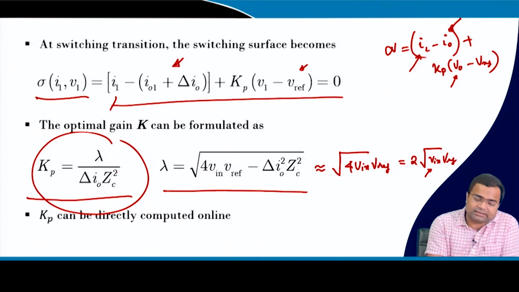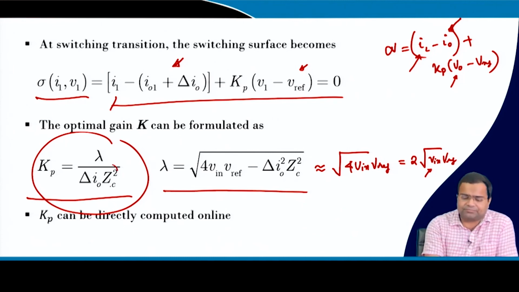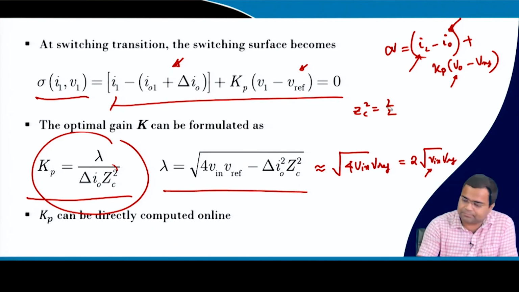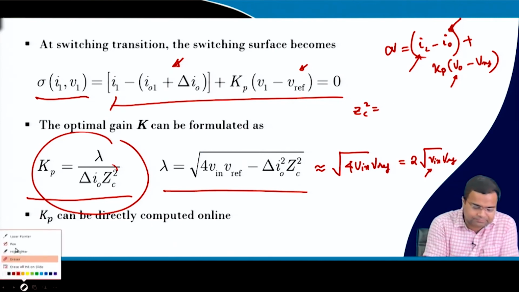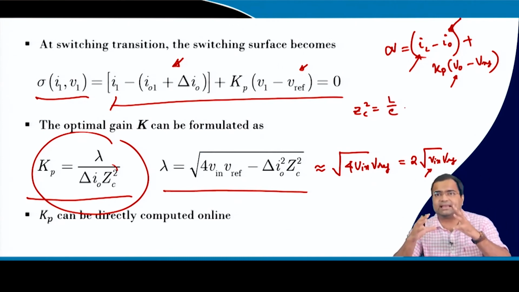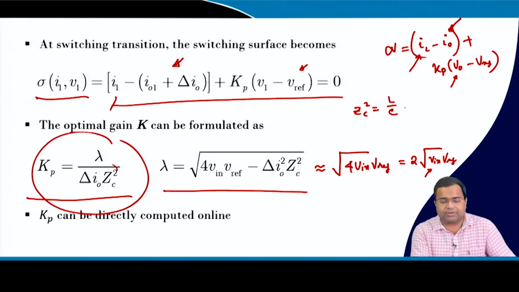Another thing, the ZC square is generally our L by C, right. So, ZC square is nothing but L by C, and L and C are more or less known at the design stage, okay, and their variation is not very significant. So, you can compute online, only we need to know the load step size.